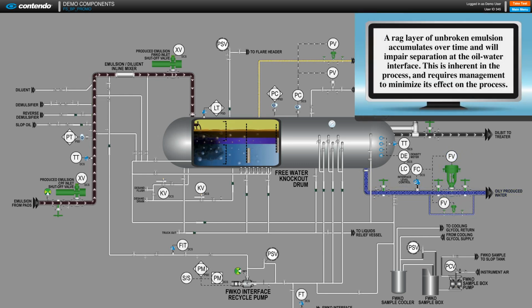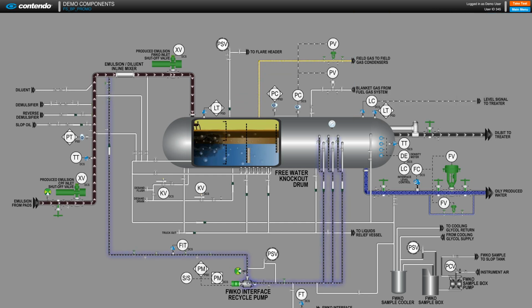A rag layer of unbroken emulsion accumulates over time and will impair separation at the oil-water interface. This is inherent in the process and requires management to minimize its effect on the process. To minimize the accumulation of a rag layer, a portion of it is drawn off at the interface level and recycled back to the inlet stream of the free water knockout for further processing. If the rag layer continues to accumulate despite recycling, the rag layer may have to be drawn off to the slop tank for further processing. This gives you an idea of how we discuss process through system vessels.